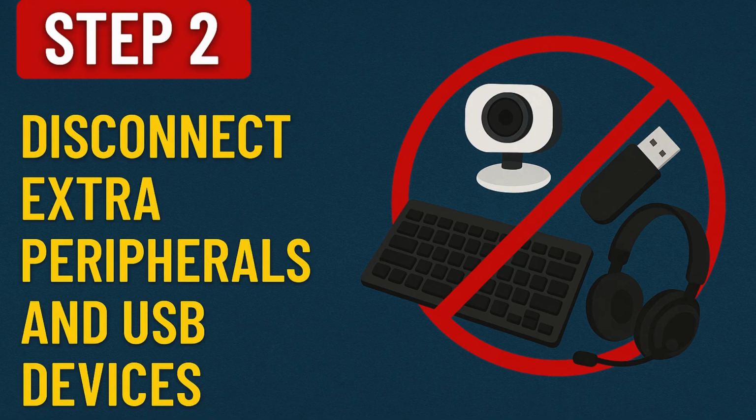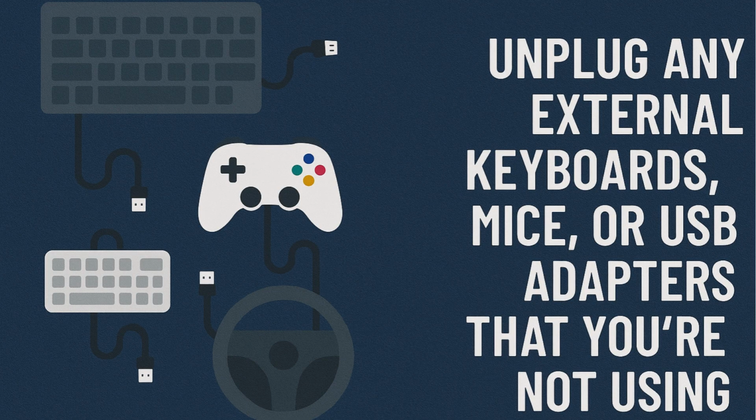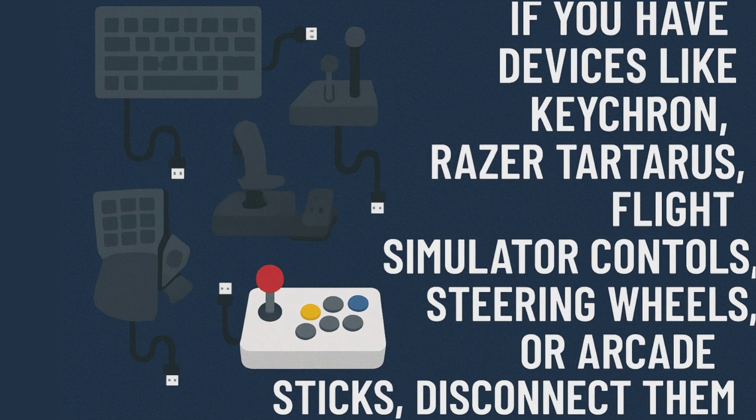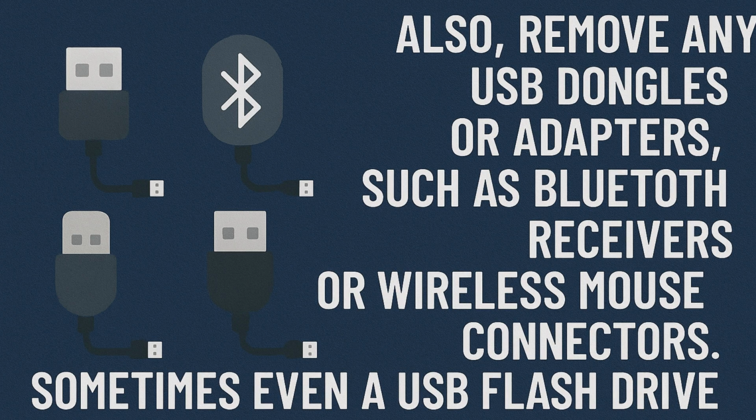Step 2. Disconnect extra peripherals and USB devices. Next, unplug any external keyboards, mice, or USB adapters that you're not using. If you have devices like Keychron, Razer Tartarus, flight simulator controls, steering wheels, pedals, or arcade sticks, disconnect them as well. Also, remove any USB dongles or adapters, such as Bluetooth receivers or wireless mouse connectors.